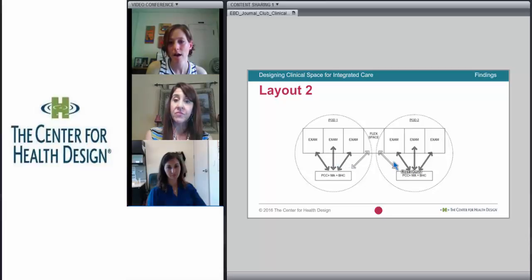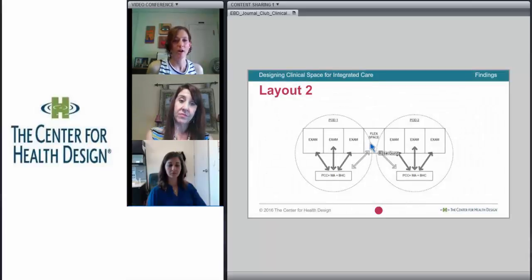And then these both share a flex space. We saw this in a number of places. A flex space could also be called a talking room, an extra room that they would use to have private conversations, clinician-to-clinician conversations. They could see families or patients when they were done in the exam rooms and needed to use the exam rooms for the next patient. It was just a way that clinicians could use that room for a variety of purposes, or do quiet heads-down work. They would have workstations in those rooms as well.